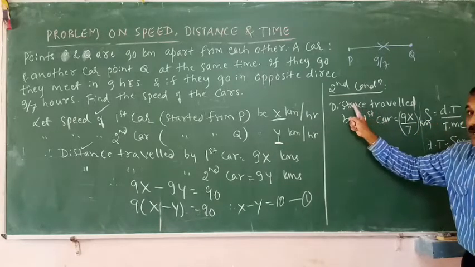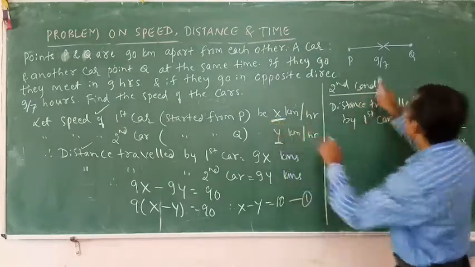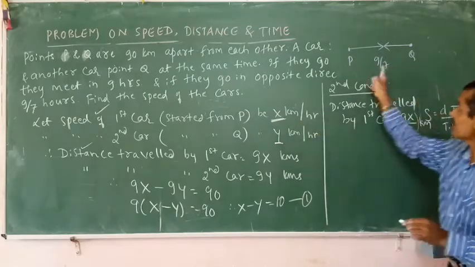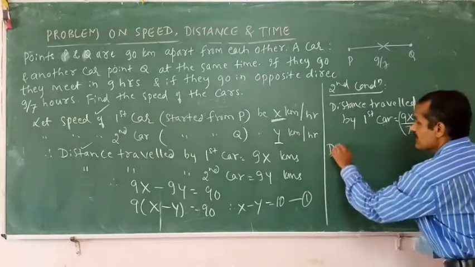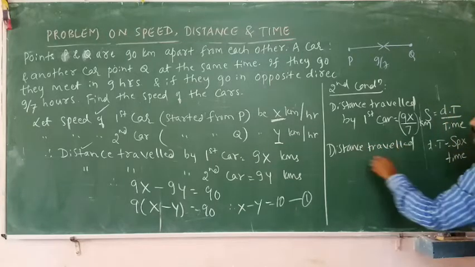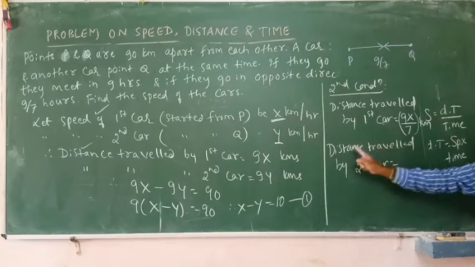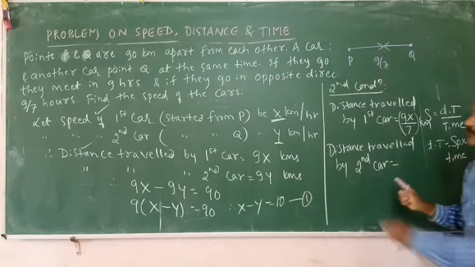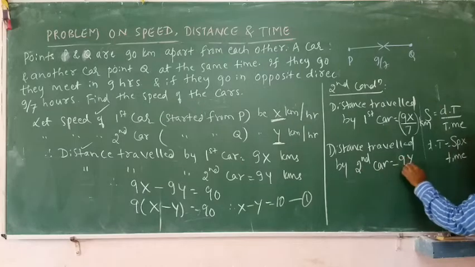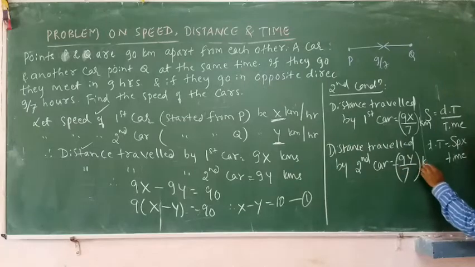I have told you the formula to find out the distance traveled. Distance is equal to speed into time. First car speed is x. The time is 9 by 7 hours. So it is multiplied, both, 9x by 7. Again, distance traveled by the second car. Again, whenever the distance traveled comes, formula is speed into time. Speed is y, time is the same. Okay, it is 9y by 7. This much also in kilometers.